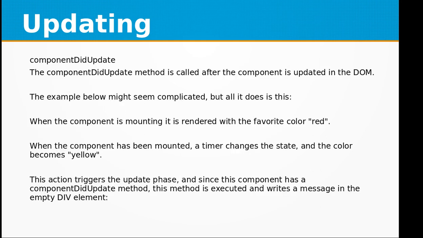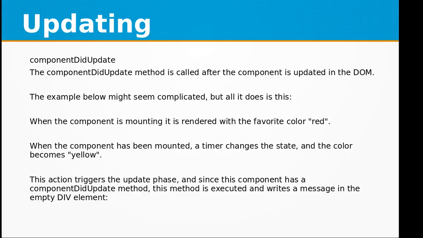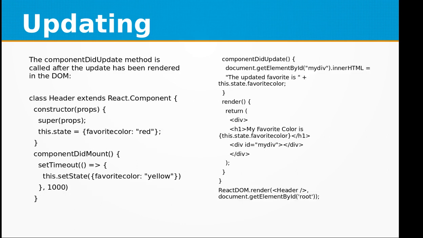Okay, the next one is componentDidUpdate. We have already used this function in this example. So this is the function componentDidUpdate, and it gave us the current or updated state favorite color. This is the same example that we just ran through, so I can skip this example here.